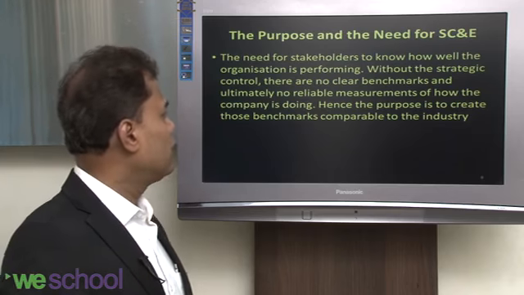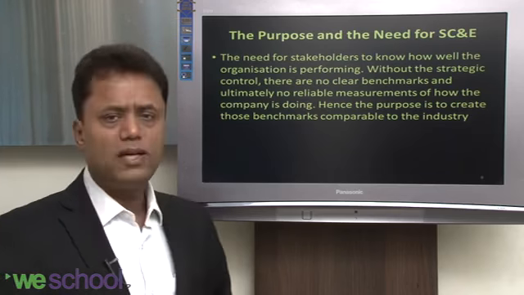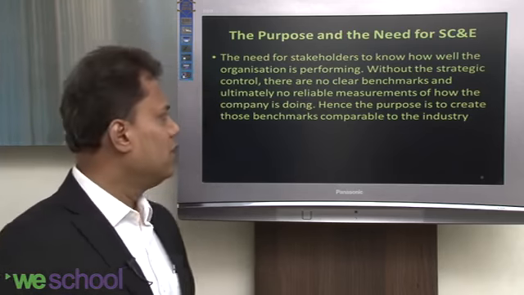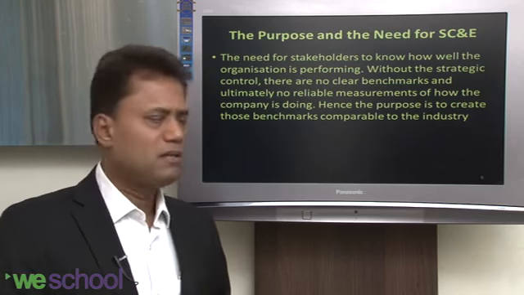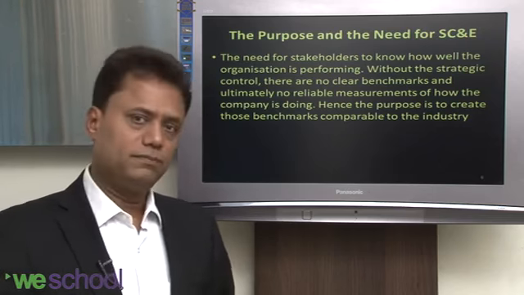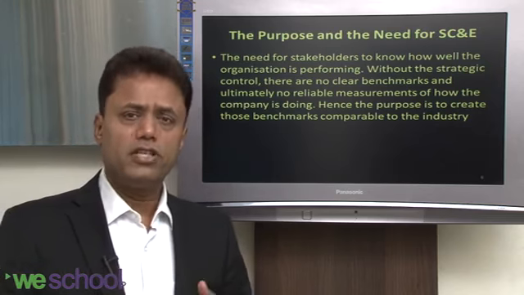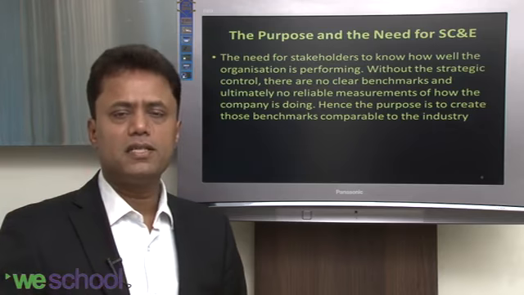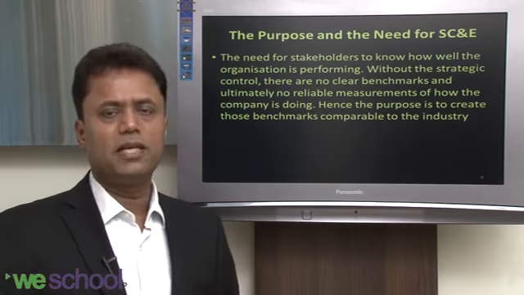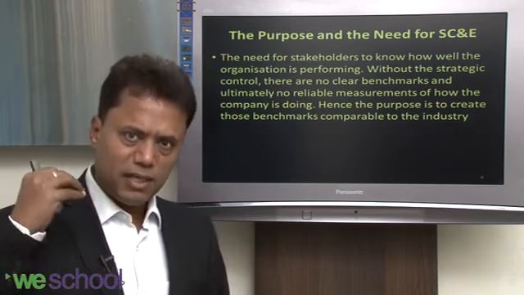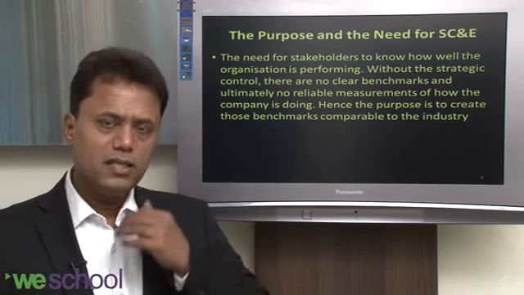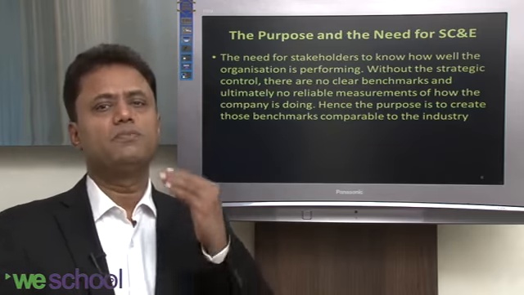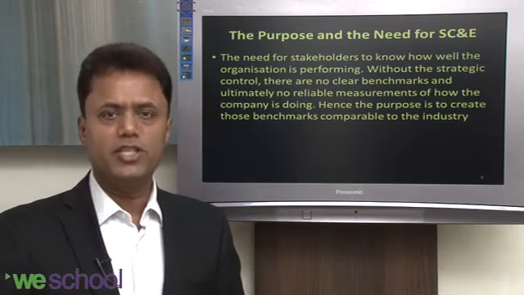Without the strategic control, there are no clear benchmarks, ultimately no reliable measurements of how the company is doing. It's very clear, right? The purpose is to create these benchmarks comparable to the industry, and you have to set a benchmark for yourself. This is what the industry benchmark is, then my benchmark is this. I want to become a leader in this particular business segment, or I want to become a leader in this particular industry, and these are my values, these are my unique propositions, and these benchmarks of financial performance will be achieved.